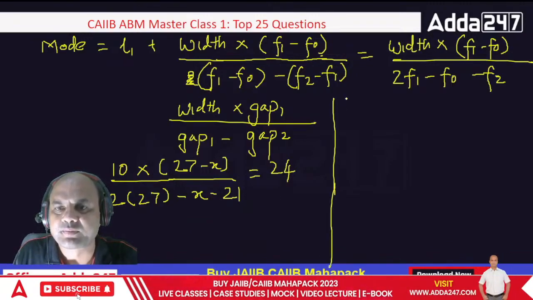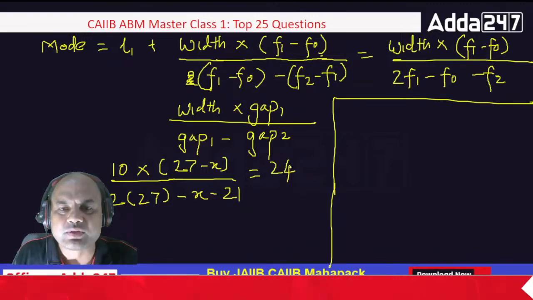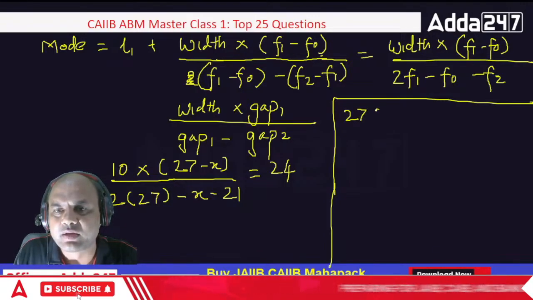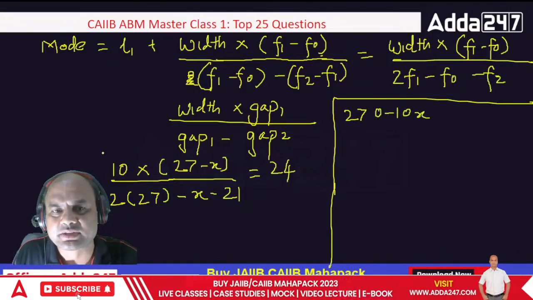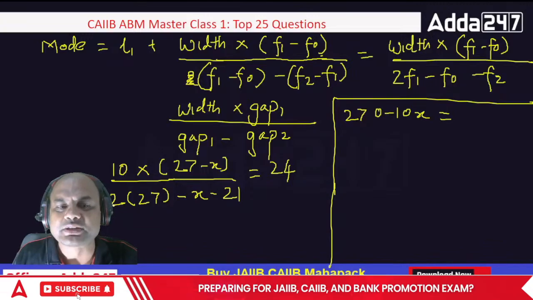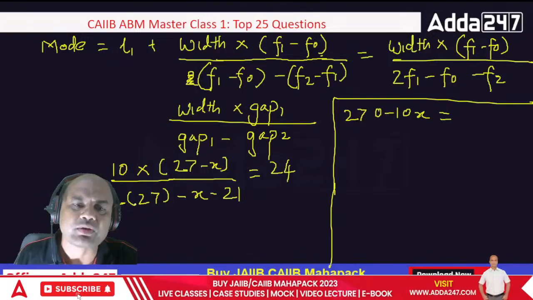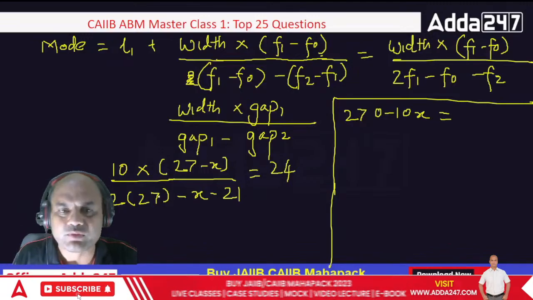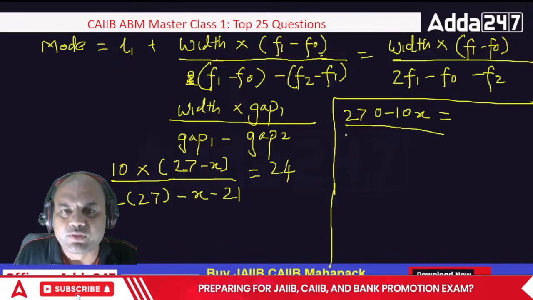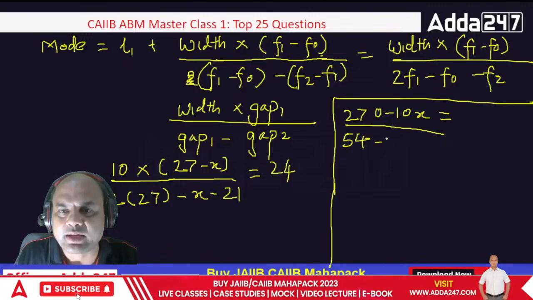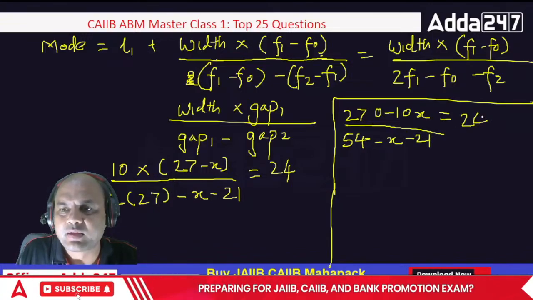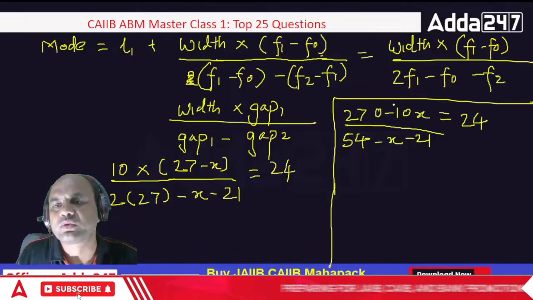So this 270 minus 10x, right? This is 270 minus 10x equals to 24 into, this is 27 into 2, right? It means what? 27 2s are 54, right? 54, yeah. So 270 minus 10x, I'll write this below only right now. 54 minus x minus 21 equals to 24. Now you solve all these. You go on solving this.